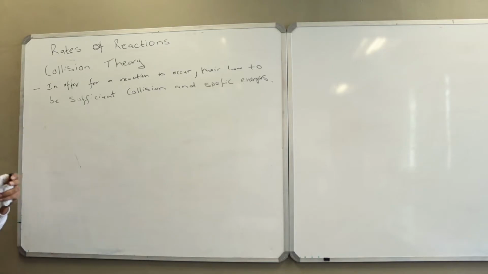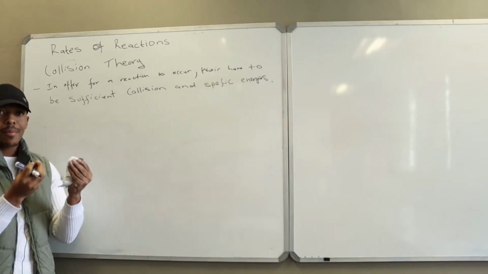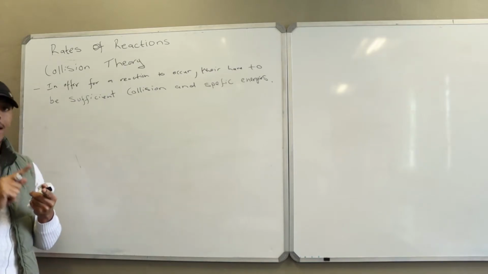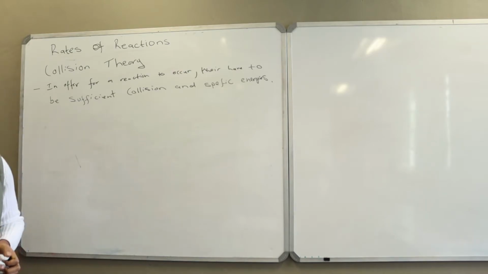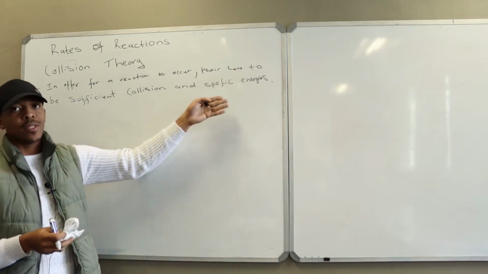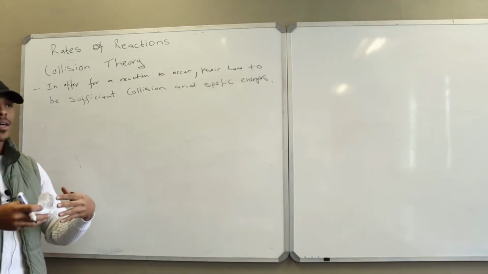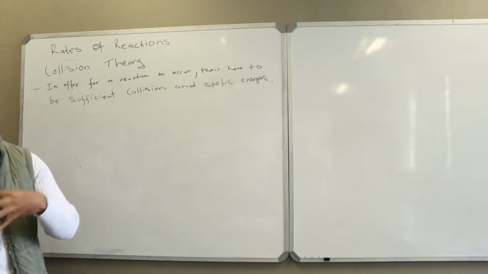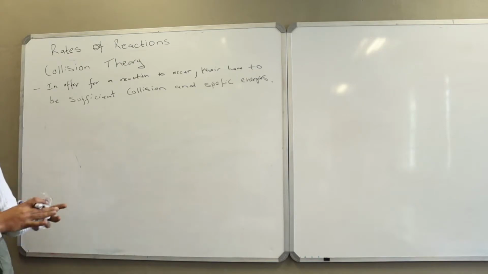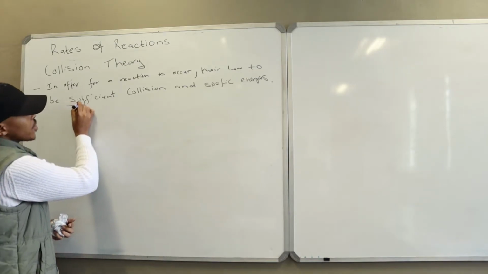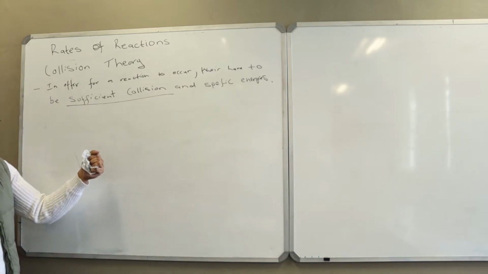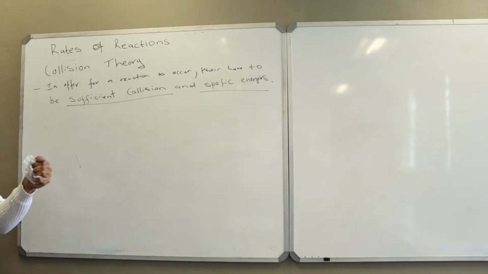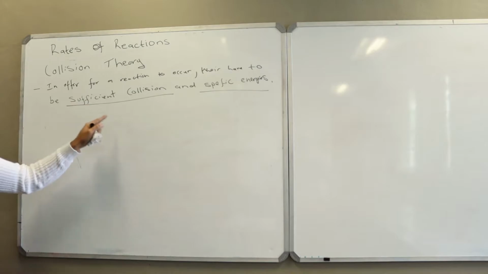So this theory says that in order for two chemicals to react, they need to collide. Not only do they need to collide, they need to collide at specific energies. And the energies are not the same for all chemical reactions. For some chemical reactions, the energy is higher. For some, the energy is lower. But we need to keep these two things in mind. Sufficient collisions, so the molecules literally need to collide with each other. Secondly, these molecules have to collide at a certain energy in order for a reaction to occur.